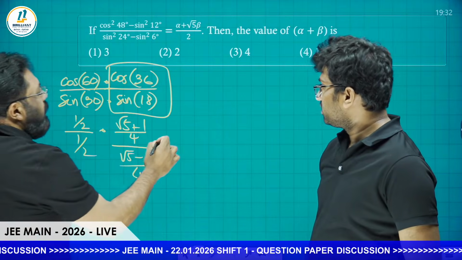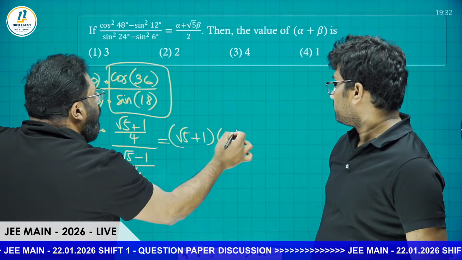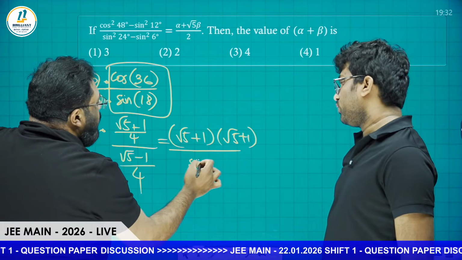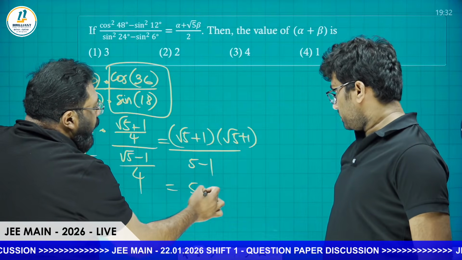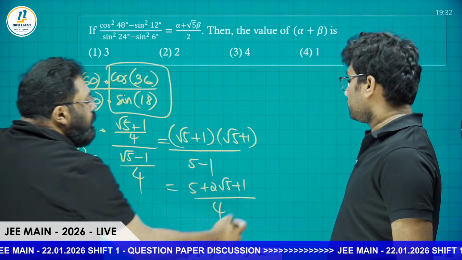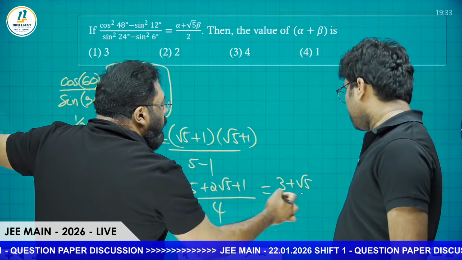The 4 cancels off. Rationalize it: (root 5 plus 1) whole square into (root 5 plus 1), divided by root 5 squared minus 1 squared, which is 4. So that is going to be (root 5 plus 1) square, which is 6 plus 2 root 5, divided by 4, which is 3 plus root 5 by 2.